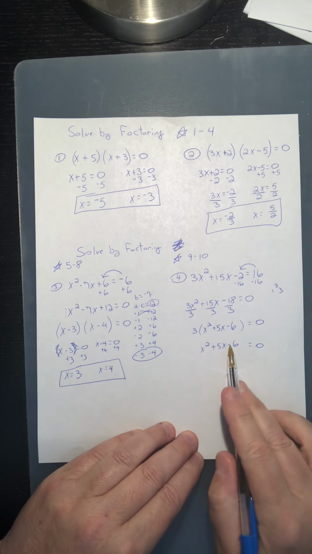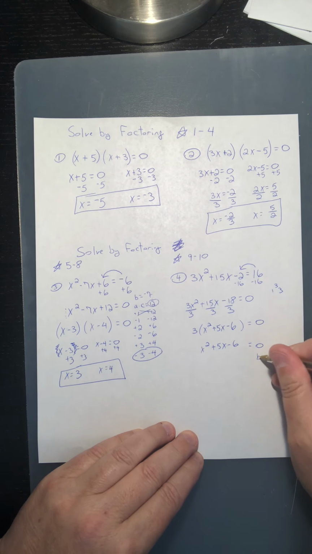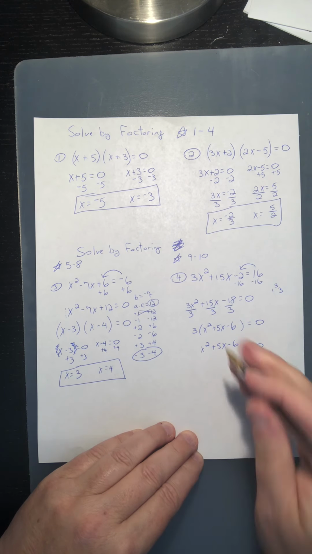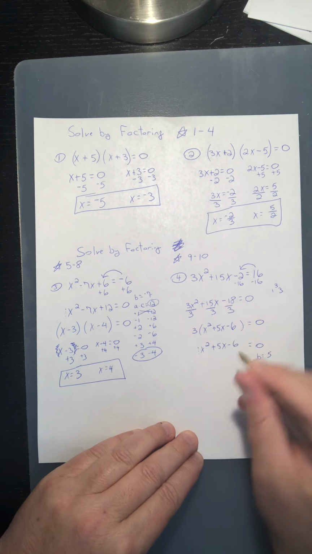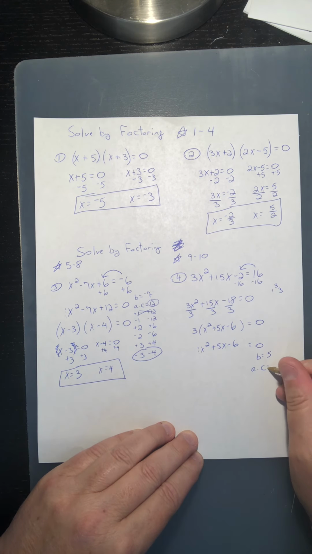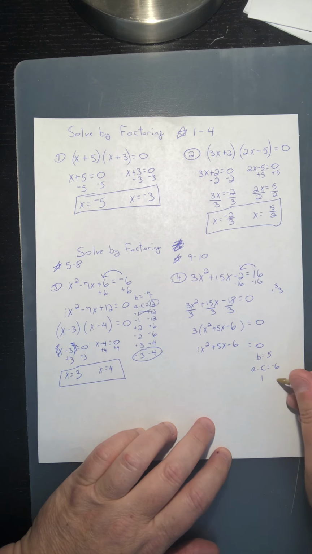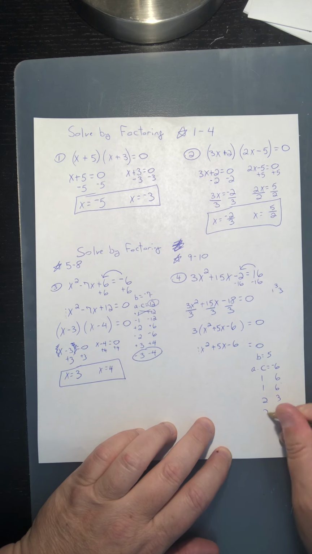We're going to do our a times c again. Well, first of all, let's say our b equals 5, and a times c is going to equal... This one's another easy one now because my a is 1 again. So 1 times -6 equals -6. Forget about the negative for now. I'm going to list all of the factors of 6, and I'm going to list them twice.